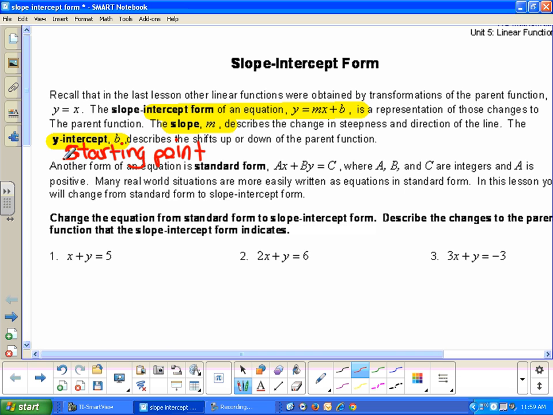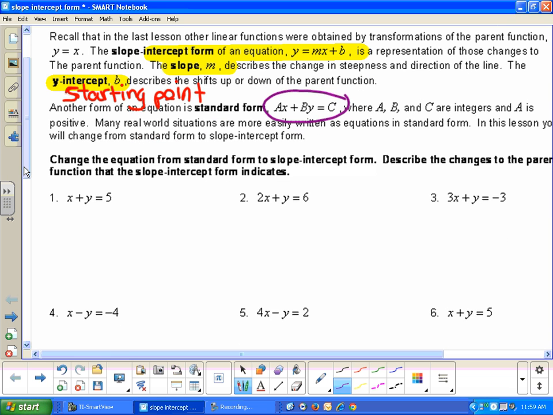Another form of the equation is standard form. This is where we have a lot of equations that start. We cannot use the calculator if it's in that form without putting in y equals. I put the steps over here on the board, and you can write them again here if you want to. If we have x plus y equals 5, or any of the rest of these, we want this form, y equals mx plus b, so we can find slope and y-intercept.